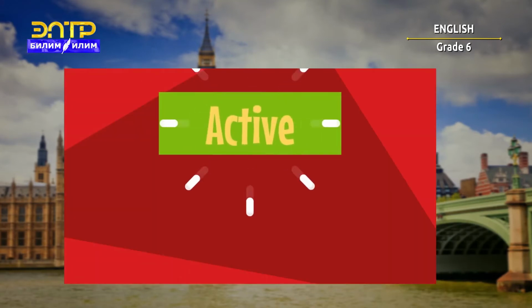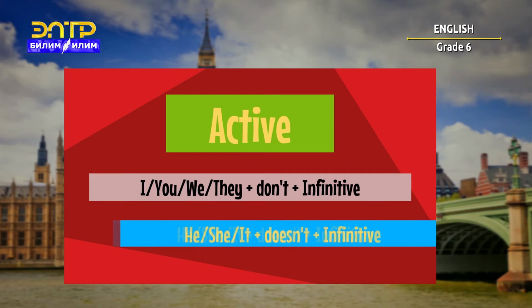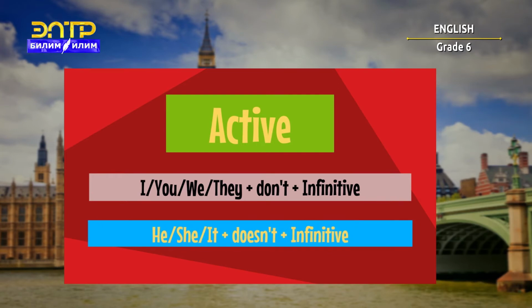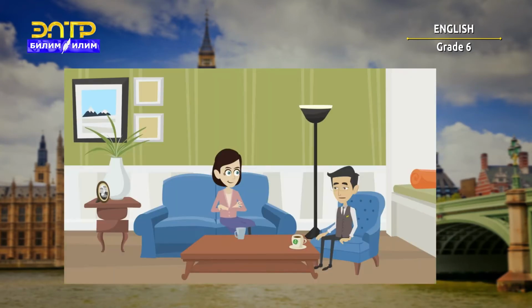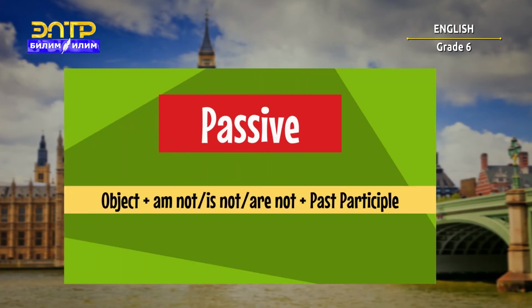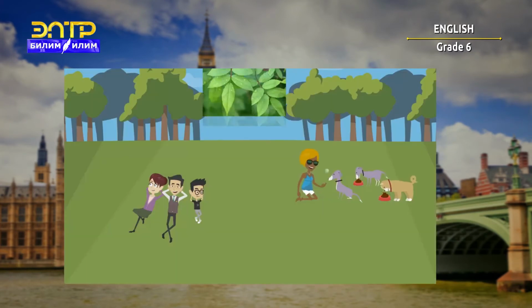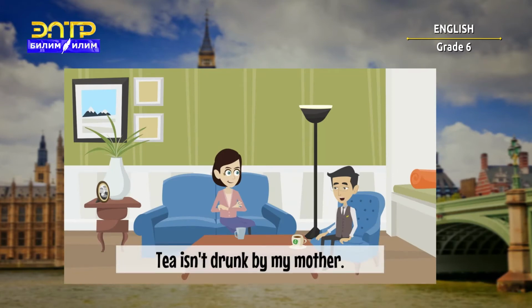Negation. Active: I, you, we, they plus don't plus infinitive. He, she, it plus doesn't plus infinitive. Examples: dogs don't eat leaves. My mother doesn't drink tea. Passive: object plus am not, is not, are not plus past participle. Examples: leaves aren't eaten by dogs. Tea isn't drunk by my mother.